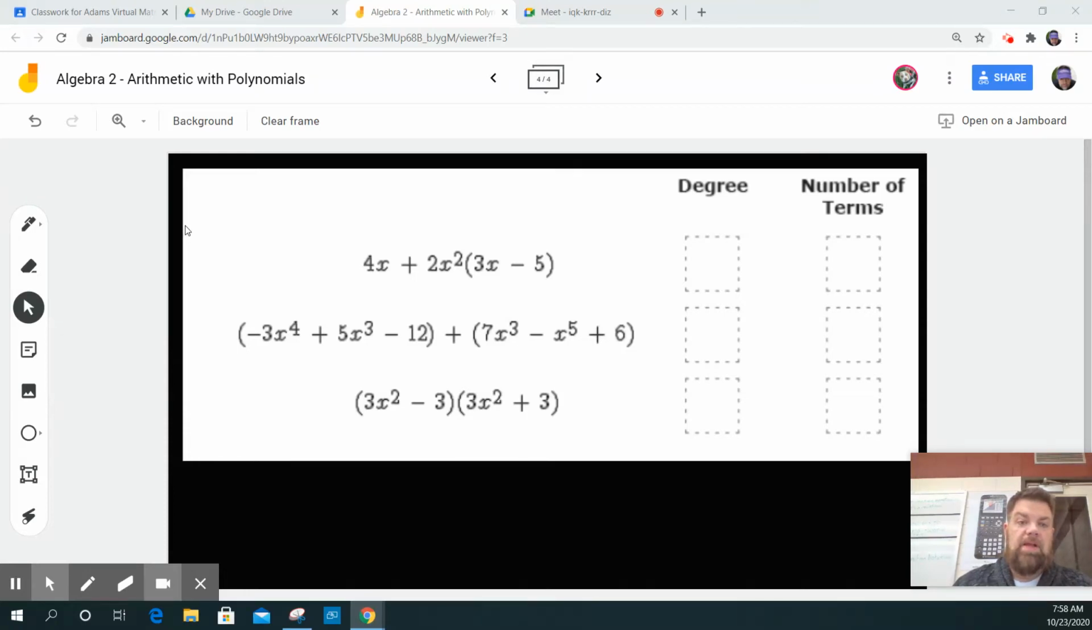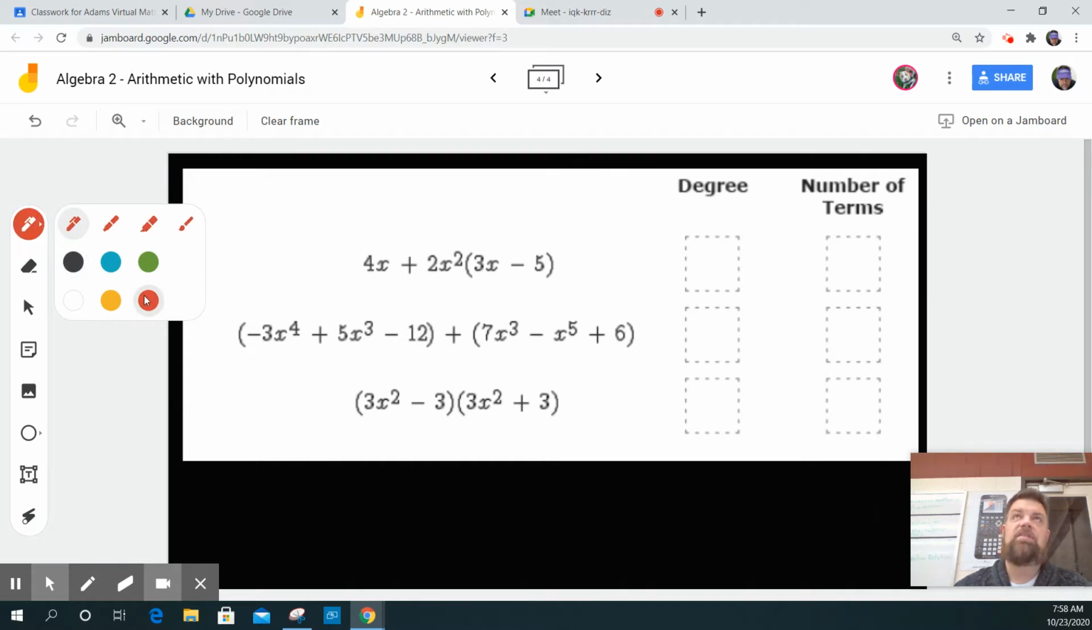So for a polynomial, the first thing we have to understand is that we're going to have to combine like terms, and to determine if something is a like term or not, we really have to look at the power, because polynomials are just things with an exponent, like x raised to the third power, fourth power, whatever. So when we look at these, we can label our polynomial based on the highest power or degree.